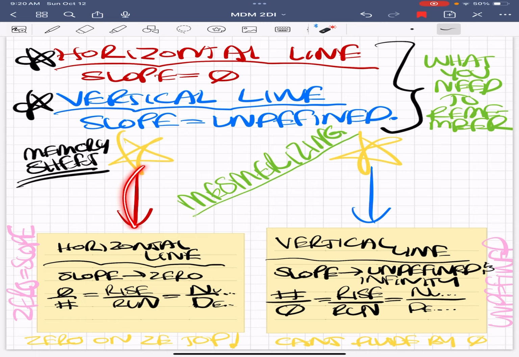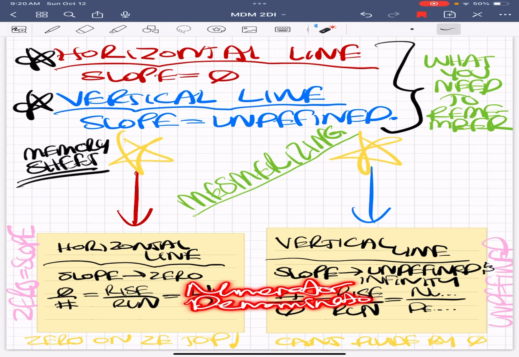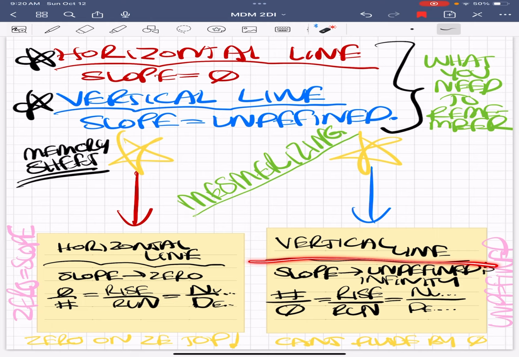What you'll need to remember is that the slope for a horizontal line is 0. 0 is on the numerator. It's divided by a number. That's the rise and run. And again, we have the numerator and then we have the denominator. And for a vertical line, we have slope undefined and or infinity, and then we have a number on the numerator, and it's division by 0, and we cannot divide by 0, which means it is undefined, and that's the rise over run. So here's a little bit of a memory sheet. You can use this however you want. Moving on.